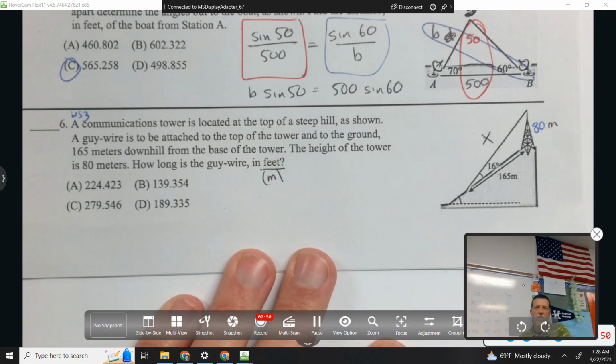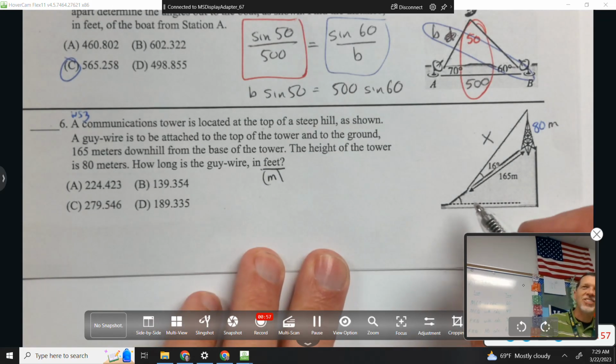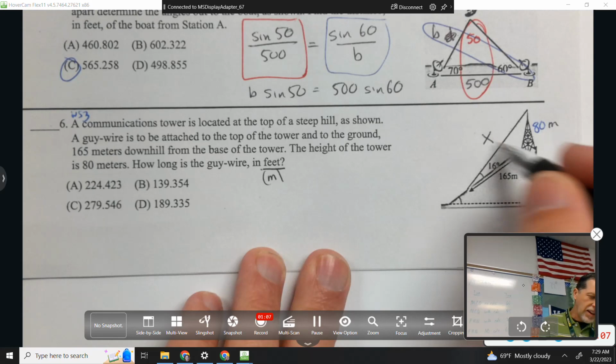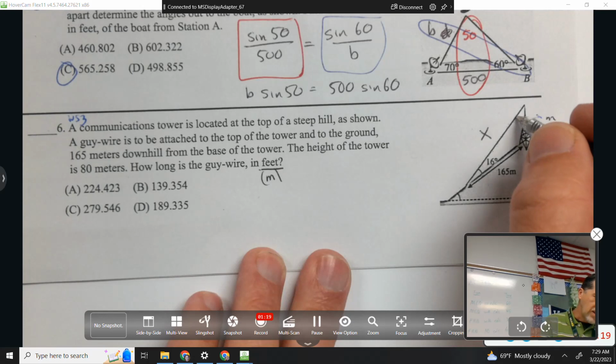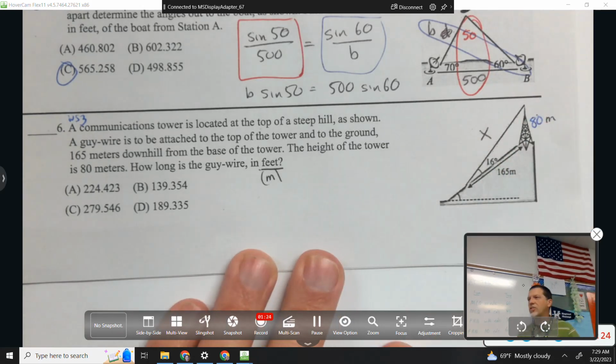Okay. 80, 165. Do we have enough information? Is that your concern? Did you try this one? Yeah, but I don't know. Let's see. Because it's not law of sines yet. Because, oh wait. Well, 16 and 80. And then I can do 165 and whatever this is. And then I can get there eventually.